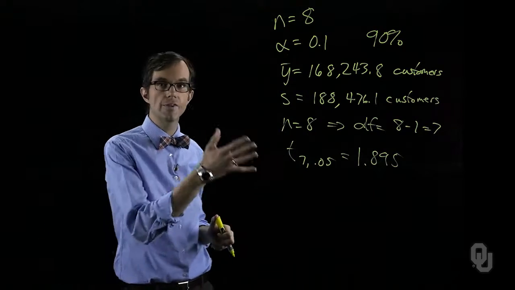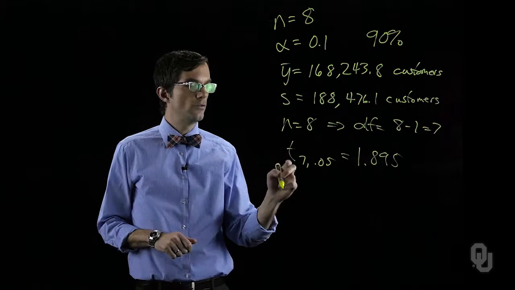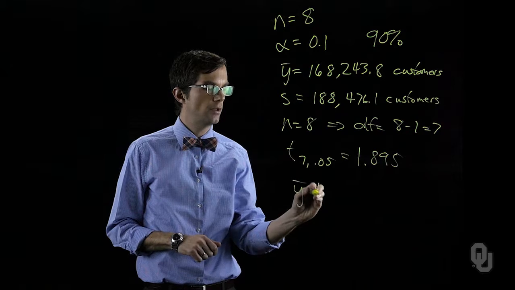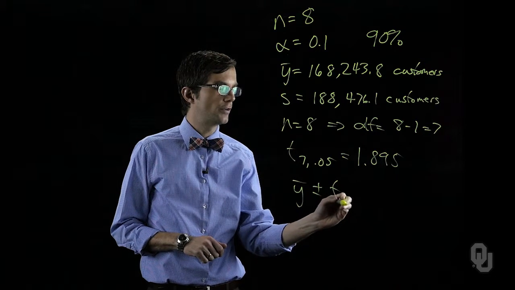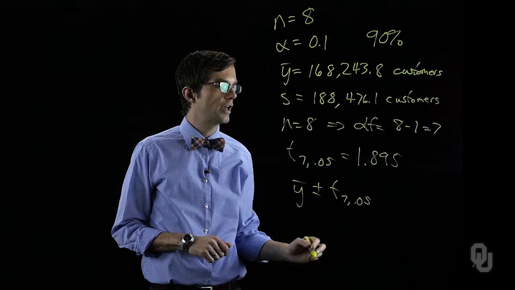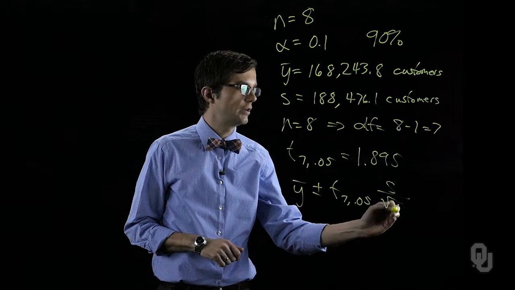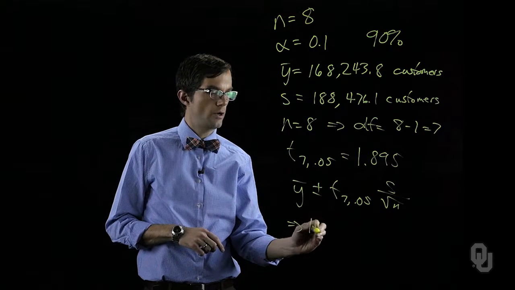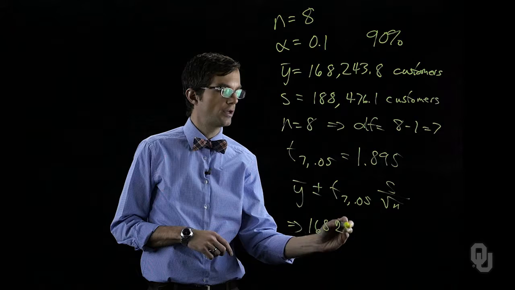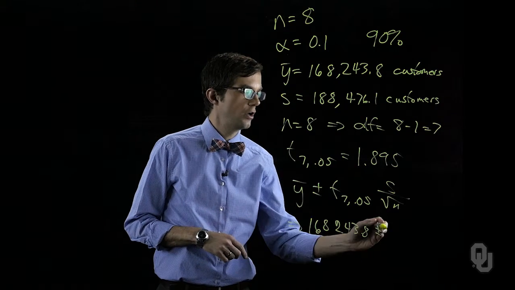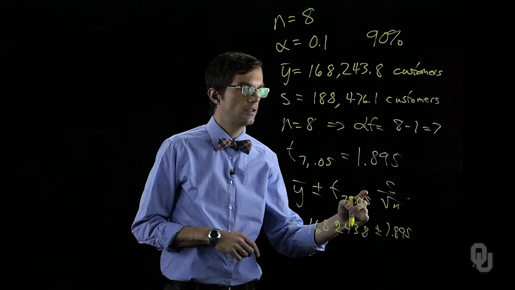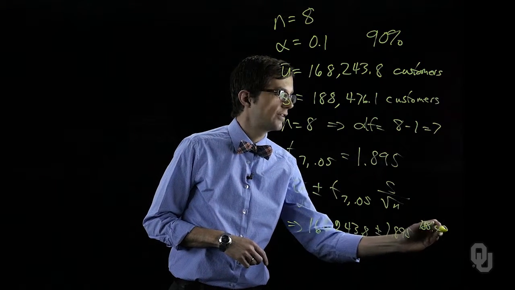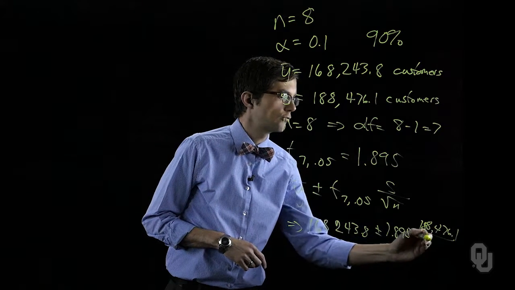So we have everything we need now to calculate the 90% confidence interval. We have y bar plus and minus t of degrees of freedom 7, 0.05 in the upper tail, times s over root n. That is 168,243.8 plus and minus 1.895 times 188,476.1 over root 8.